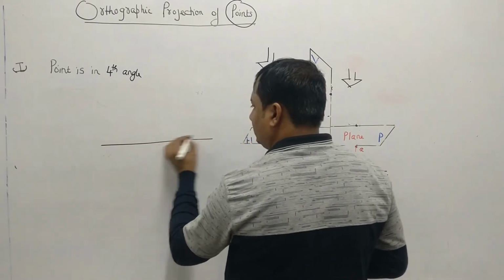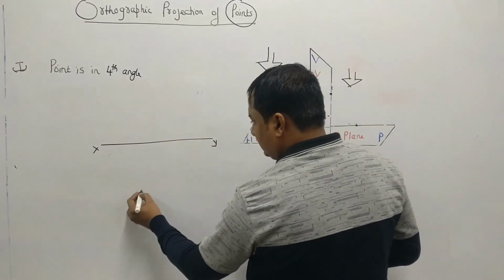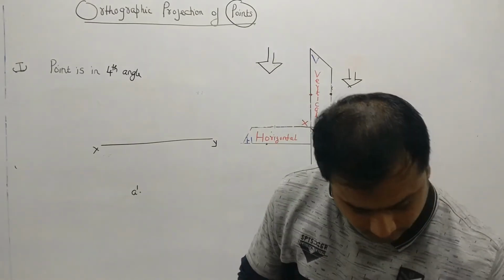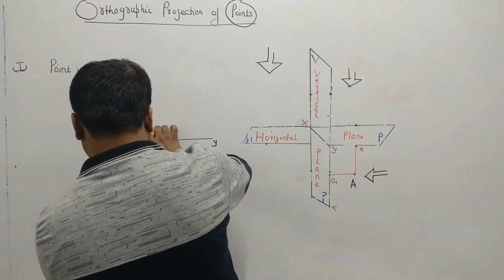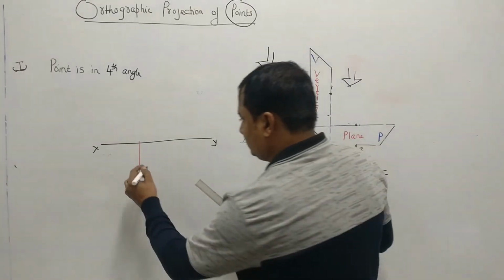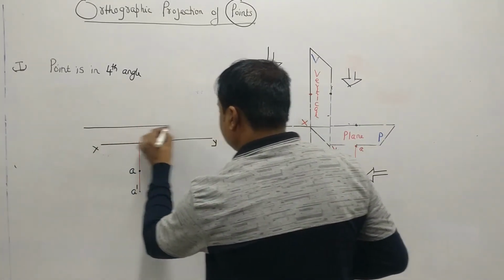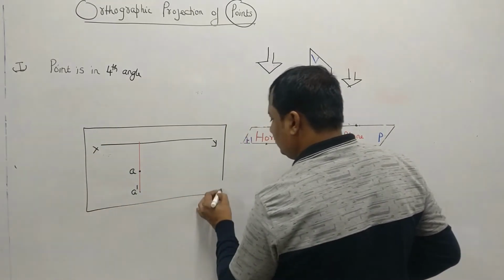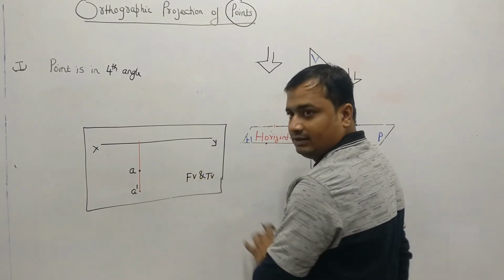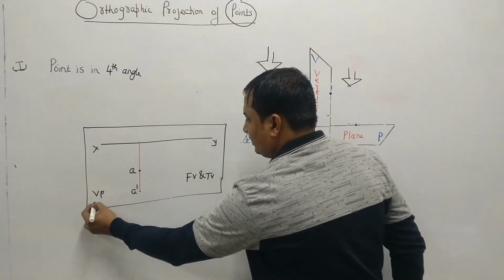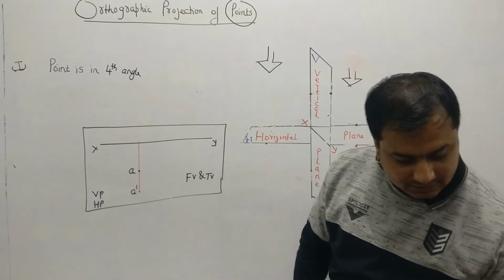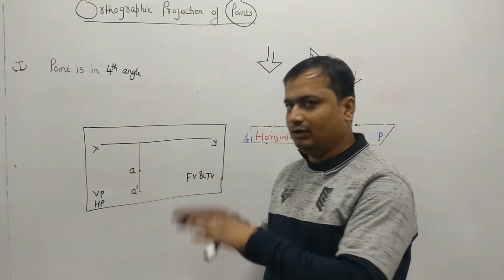The projection is going to look like this with respect to XY. If this is my A dash at the bottom, then A will also be below XY. So this is my fourth angle projection. Both front view and top view are below XY. This is my VP, and after rotation HP is along with the VP, they are merged. So in the fourth angle, the conclusion is both front view and top view are below XY.